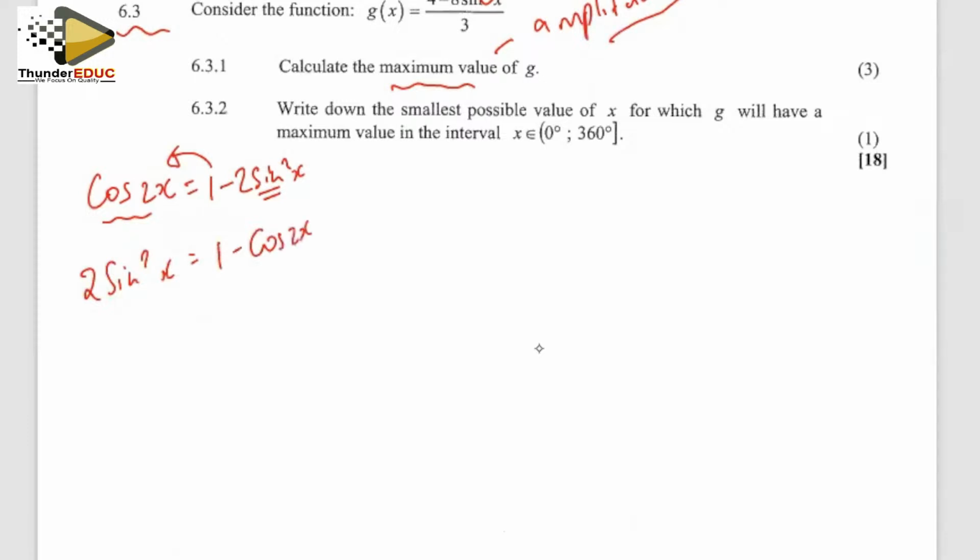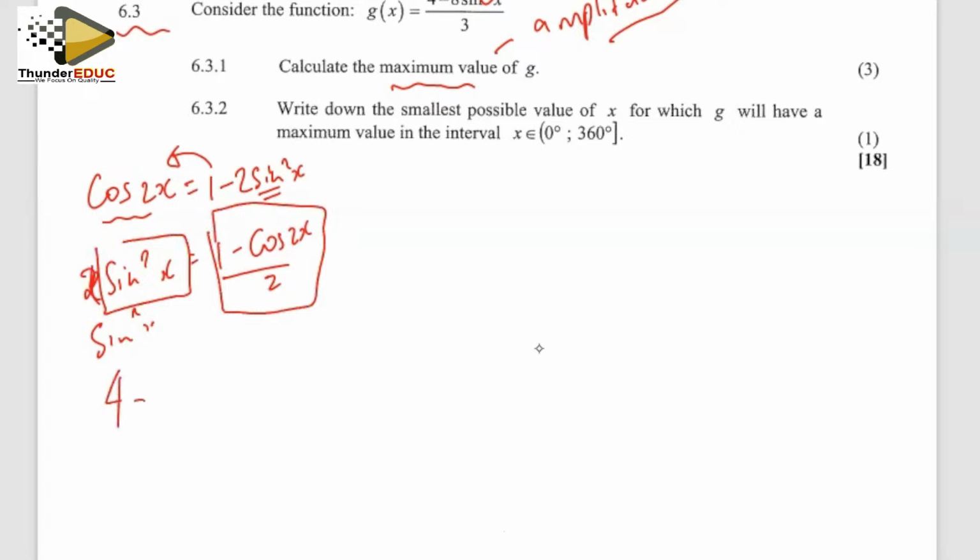Then I can divide by 2 so that I have just sine squared x alone, okay? So where there is this, I'm going to replace it with all of that. Okay, so that's going to be 4 minus 8 into 1 minus cos 2x over 2.